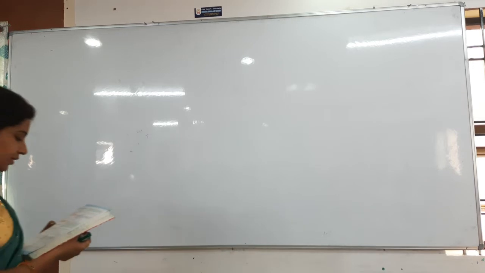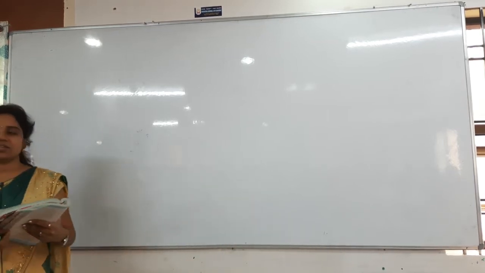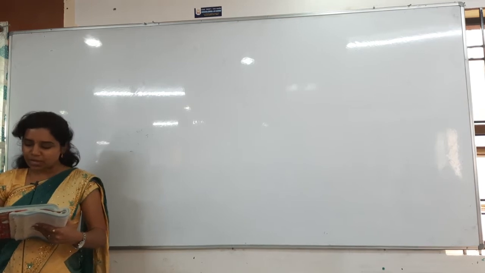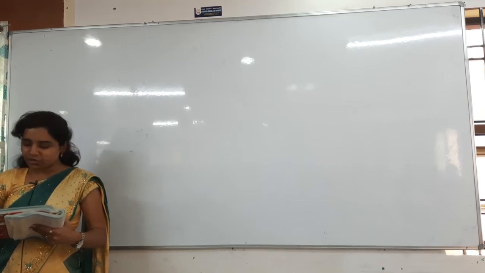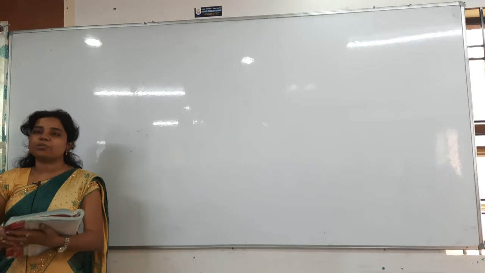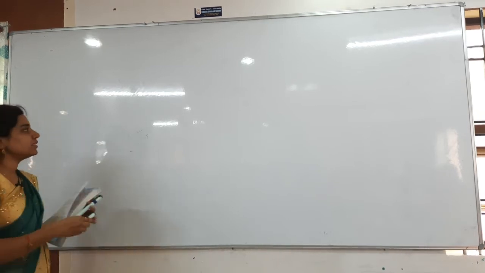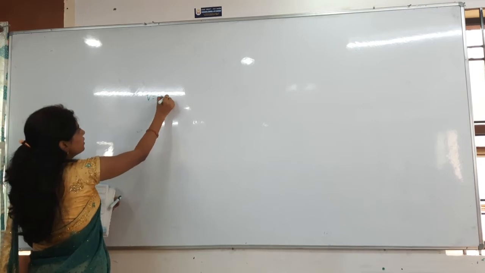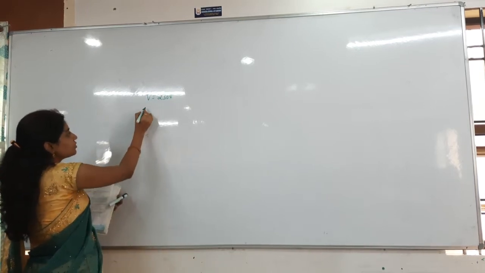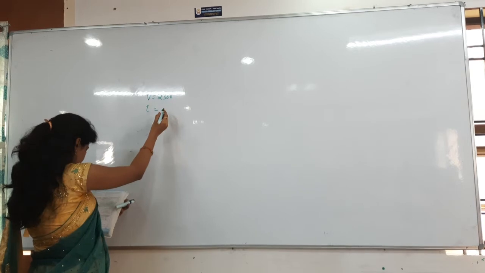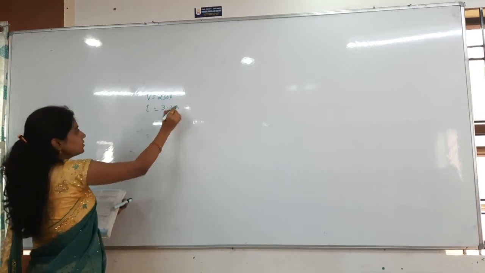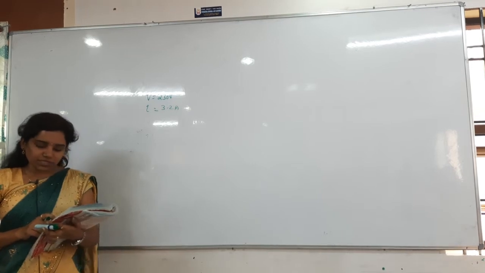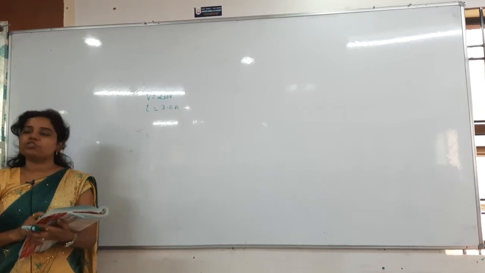A heating element using nichrome, whatever wire they have given, is connected to a 230 volts supply and draws an initial current of how much? First of all, initially they said it is connected to how much voltage? V is equal to 230 volts. At that time it is drawing how much current? I is equal to 3.2 amperes, which settles after a few seconds to a steady state value of 2.8 amperes.